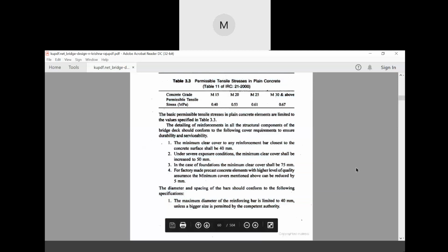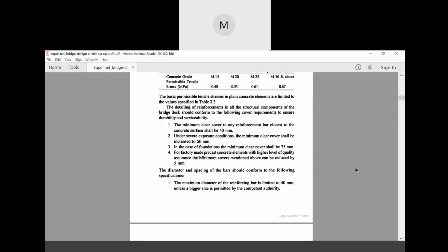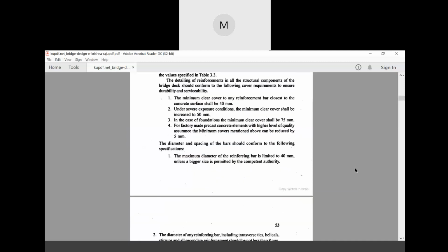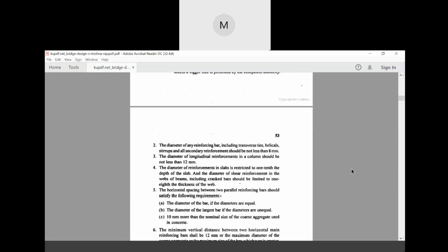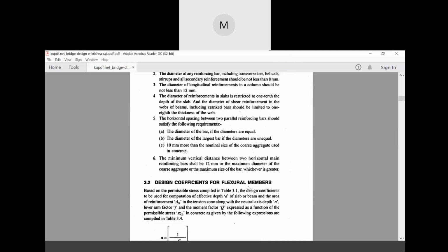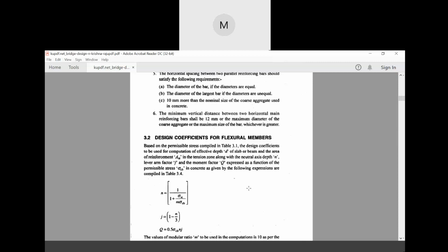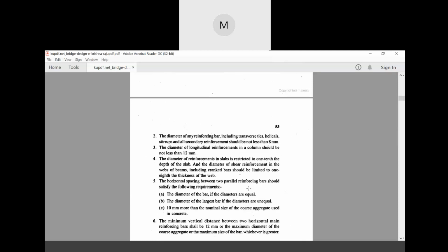Now the diameter and spacing of bar should conform to the following specifications. The maximum diameter of reinforcing bar is limited to 40 mm. So maximum diameter of RCC bar is limited to 40 mm. Now the diameter of any reinforcing bar including ties, helicals, stirrups and all secondary reinforcements shall not be less than 8 mm.